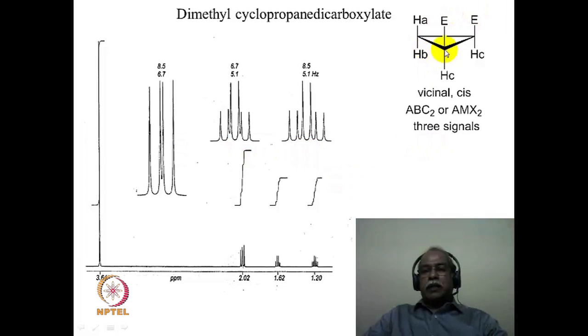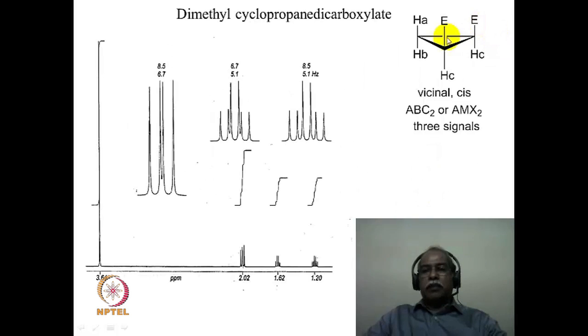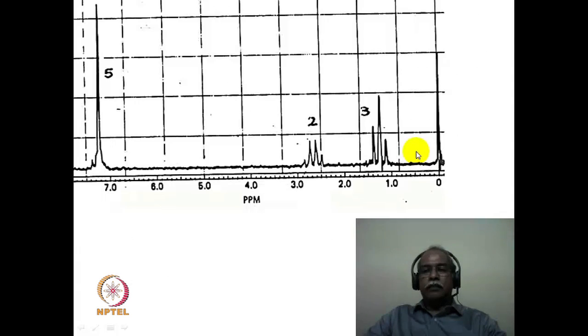Remember, we picked this isomer not based on the multiplicity pattern. We simply picked this isomer because this alone would give the 3 signals for the cyclopropyl hydrogen. The other 2 will not give the 3 signals. One gives a single signal, the other gives 2 signals, for example. That many chemically non-equivalent hydrogens are there. This is the only isomer which has 3 different chemically non-equivalent hydrogens, corresponding to the spectrum that one sees, and hence the assignment is the correct assignment.